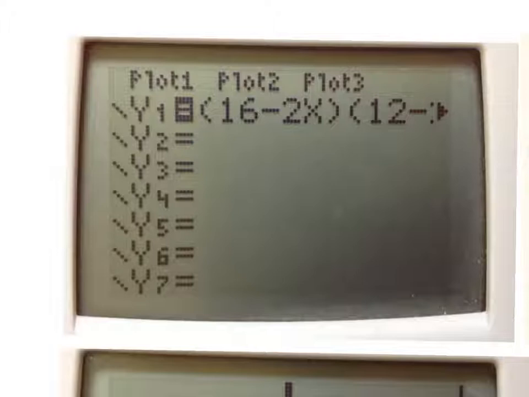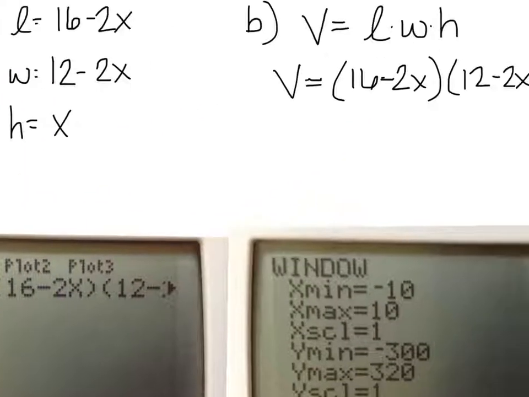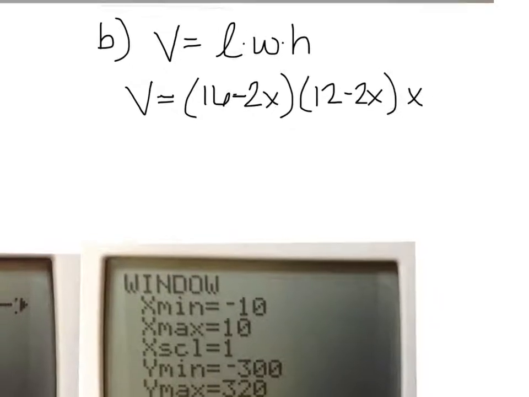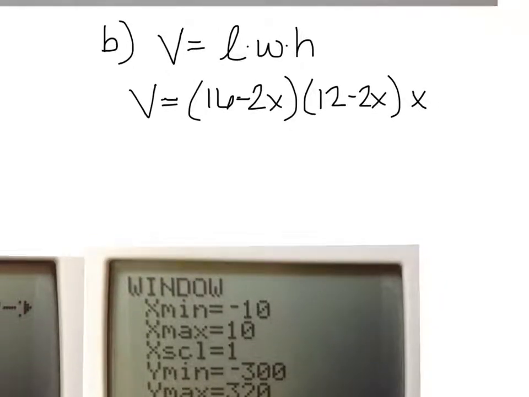I can't see all of mine because I took a picture of it. The equation was 16 minus 2x, 12 minus 2x, and x, all multiplied together. You should have it written down because that's part of the required answer on your homework.